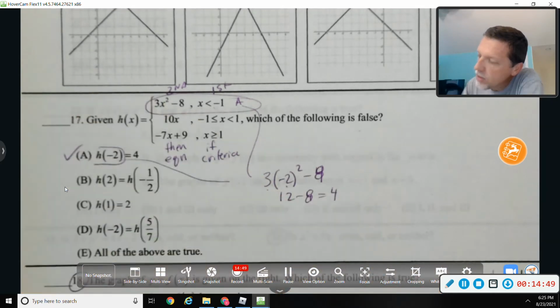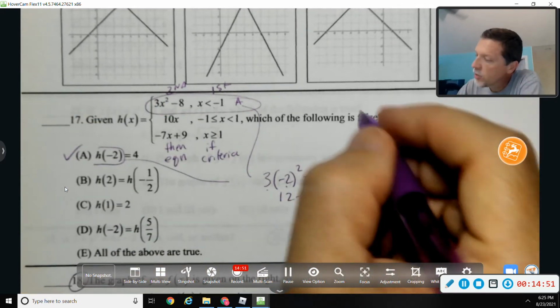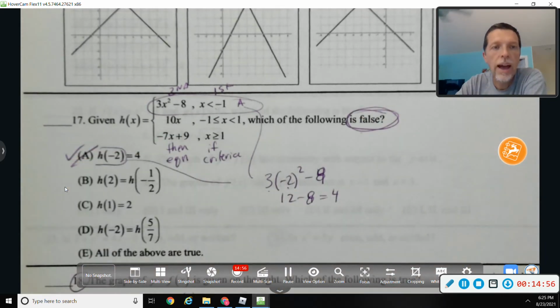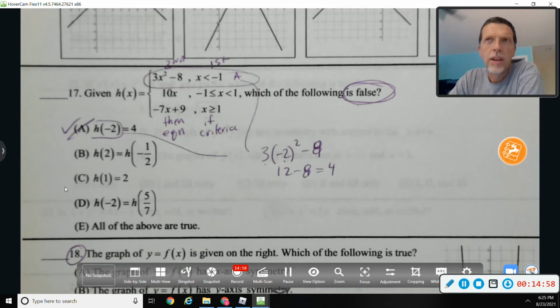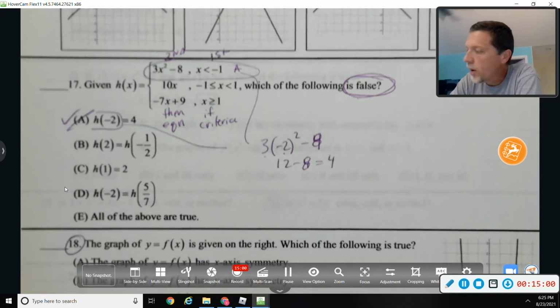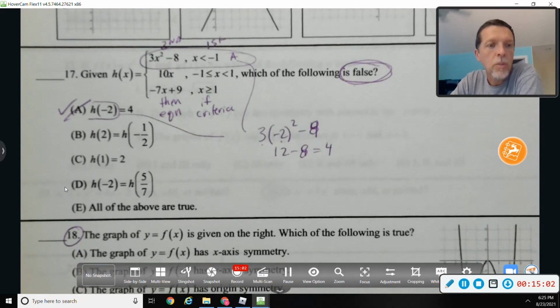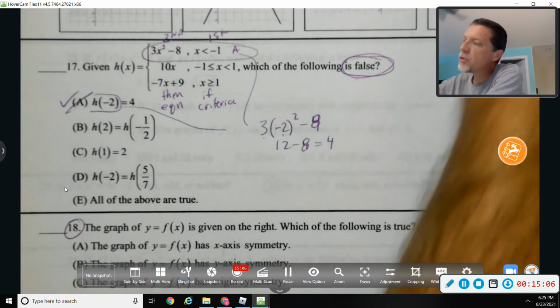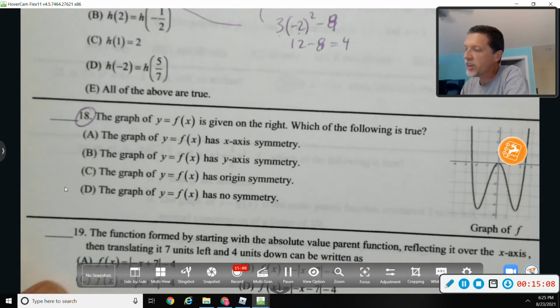So A is true. Although be careful, this one says which of the following is false. So I can mark A out because it's true. Seems kind of backwards, but it's a backwards question. You've seen some of those. Be careful, read carefully on those. Check the posted answers if you want the rest of number 17.